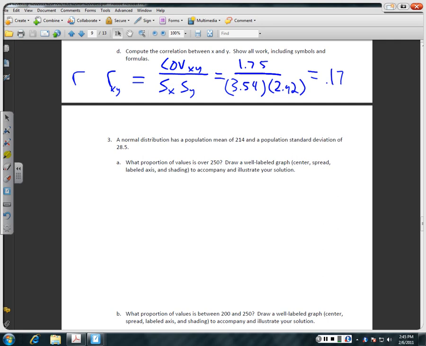Most people get this, but one thing you need to maybe exercise a little bit of care on is when you put this in your calculator, it would be 1.75 divided by, and then I recommend opening a parenthesis, do 3.54 times 2.92 and close your parenthesis, and you'll get the 0.17. What some people will do is they'll take 1.75, divide by 3.54, and then put another division by 2.92, and that'll throw your answer off.